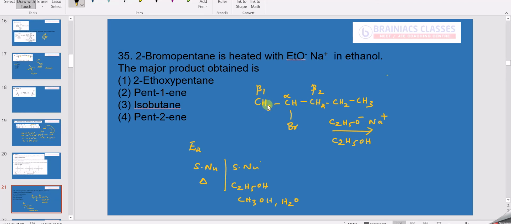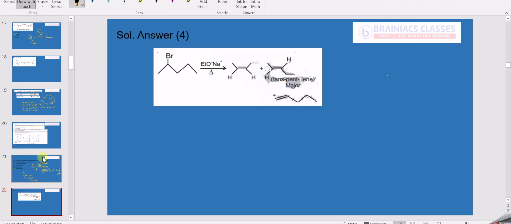So from which beta carbon atom will hydrogen be eliminated? If you eliminate from here, you will get the most substituted alkene, from beta 2, using Zaitsev rule. So I can say that from here hydrogen will be eliminated with the bromine atom and you will get CH3, CH double bond CH, CH2, CH3. This will be the product. So what is its name? 1, 2, 3, 4, 5. This is called pent-2-ene. That is the correct answer.